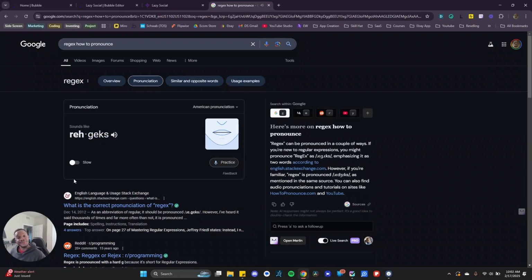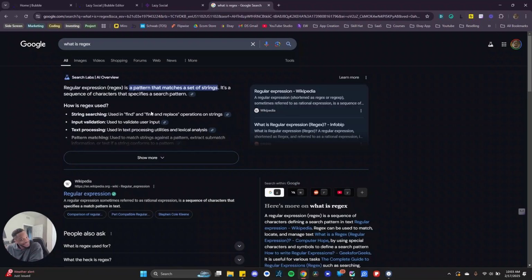What Bubble has is a regex. Regex is a regular expression. A regular expression is a pattern that matches a set of strings. It is a sequence of characters that specifies a search pattern.